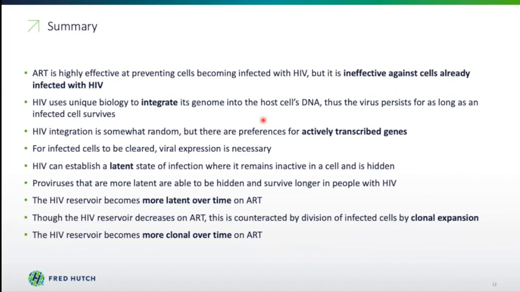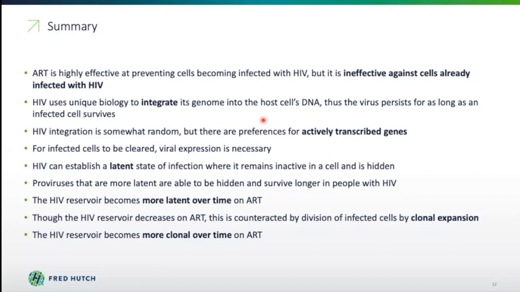HIV integration is somewhat random, but there are preferences for actively transcribed genes. And again, there are exceptions where HIV can integrate into those more silent parts of the DNA. And importantly, for infected cells to actually be cleared by the immune system, we need viral expression. And HIV can establish a latent state of infection where it is able to remain inactive and therefore is hidden from the immune system and will keep persisting.